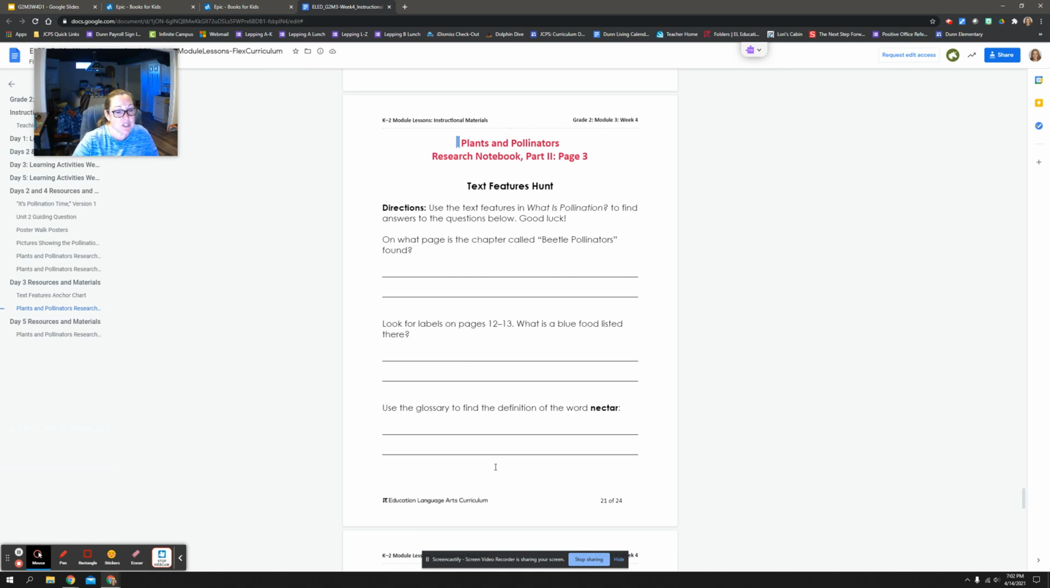And then this one says use the glossary to find the definition of the word nectar. Where will you find the glossary? All the way at the end of the book, okay? So on that book on Epic, you may have to go tick, tick, tick, tick, all the way to the end till you see the glossary. And the glossary will give you the definition for the word nectar, and then you can fill it in right here.